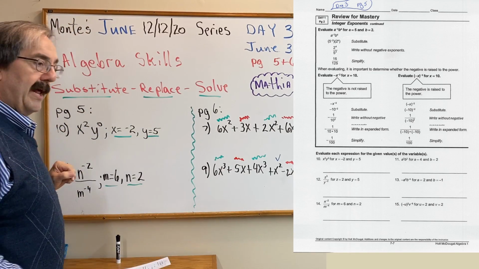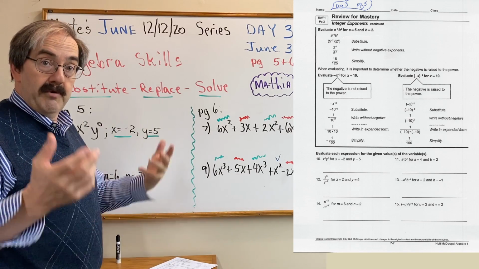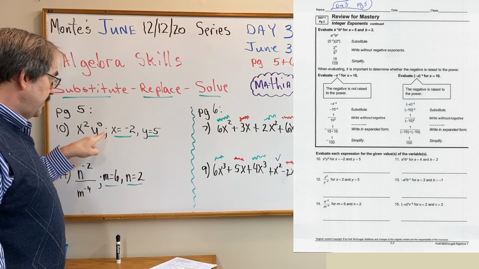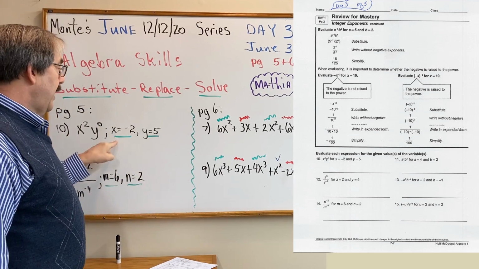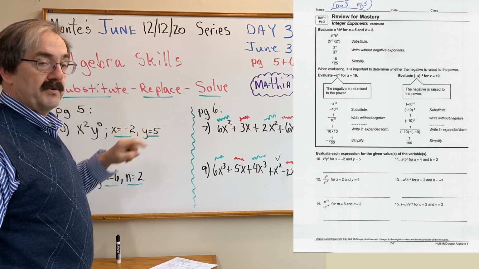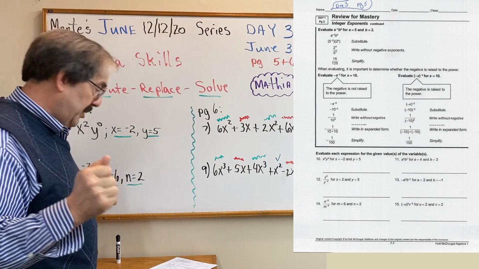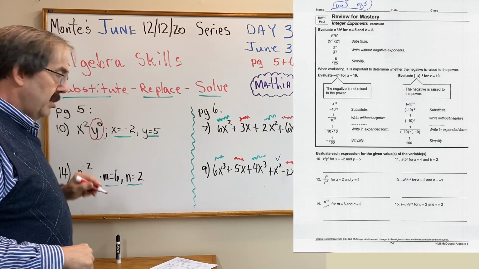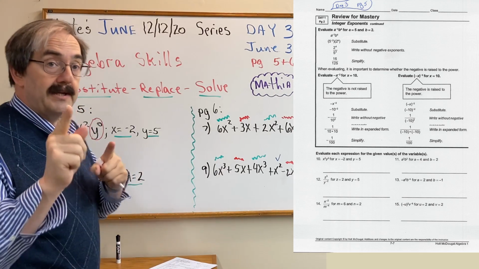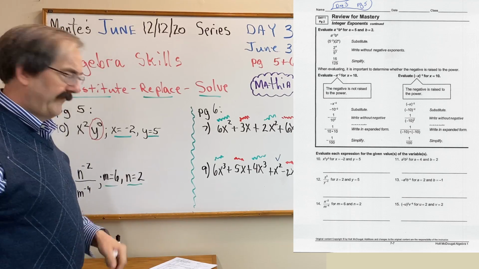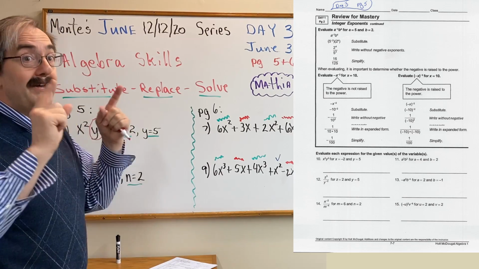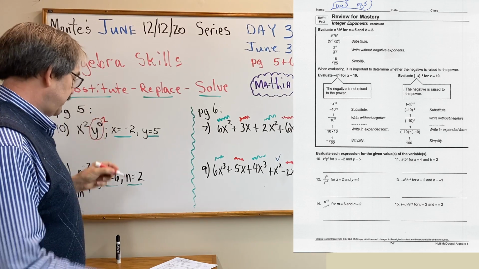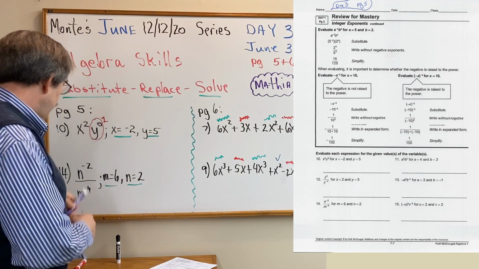Page 5, problem 10. Substitute, replace, solve. X squared times y to the 0 when x is equal to -2, y is equal to 5. Well, the very first thing we want to do is recognize y to the 0. Anything to the 0 power is? Anything to the 0 power is 1. So we don't even have to worry about that piece. Okay? So let's just write it out.